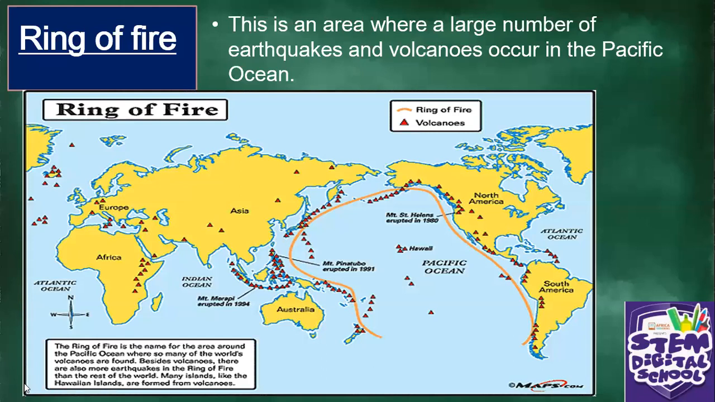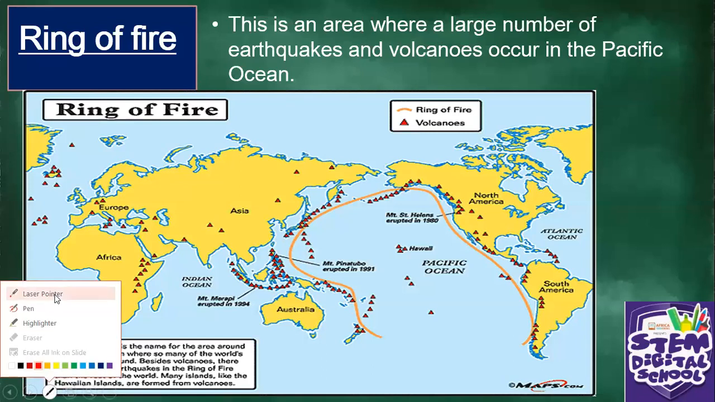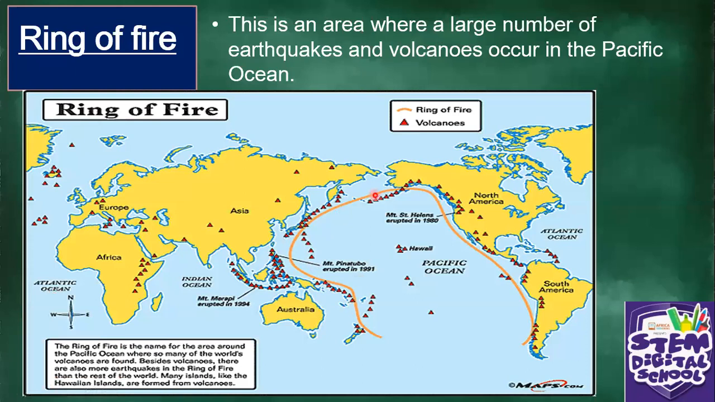So this ring of fire, it is found where? In the Pacific. That is where most earthquakes and volcanoes occur. As you can see here, this is called the ring of fire. You can see most volcanoes here, these red triangles. This is where most earthquakes and volcanoes occur. So it is called the ring of fire. It is located in the Pacific Ocean, don't forget.